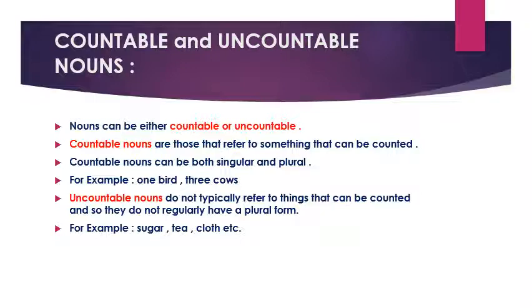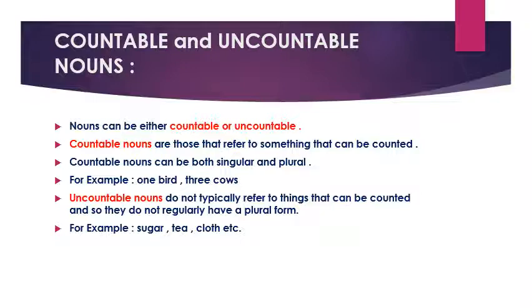Example, you can say one bird. At the same time, you can say many birds because you can count birds. Three cows. You can count cows. 1, 2, 3, 4 like that. So it will come in the category of countable nouns.